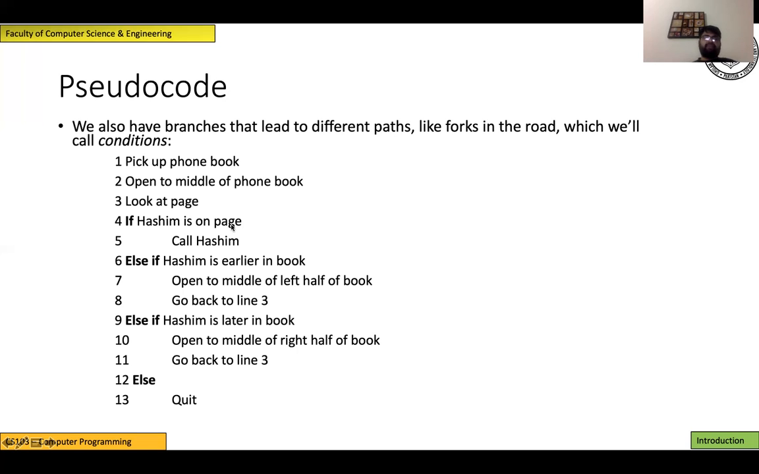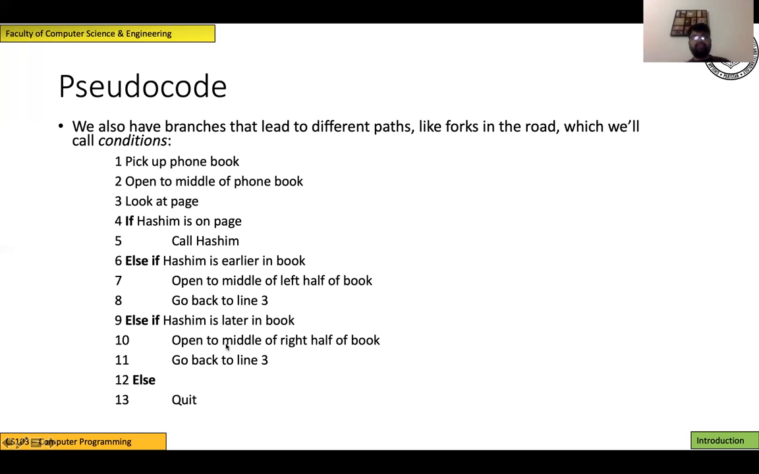For example, if we find Hashim on a page, we just call him and we are done. We don't need to talk about earlier in the book, later in the book, or do anything else, right? We have found Hashim and we are done. So this is one path that we can take. Another possible path is where Hashim is not on the page, and in that case, we need to verify if he is present in the earlier part or in the later part or not present at all. And only then will we take the second, third, or fourth path, whatever it is.